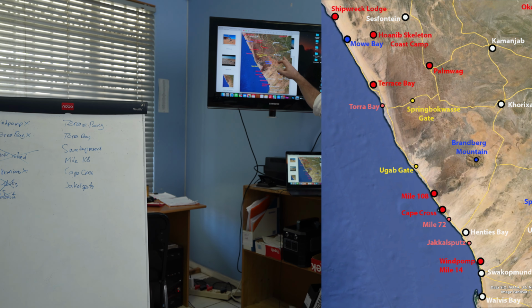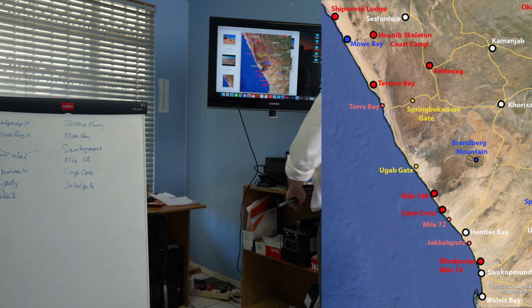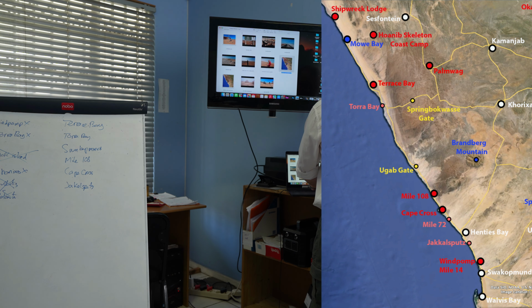And here's Hoarusib. Those junctions are really difficult to scale. So Palmwag's up there and Hoarusib is here. I see the two yellow dots you were talking about. Yes, I was wondering where they are. They're the entrance and exit gates to the Skeleton Coast National Park.